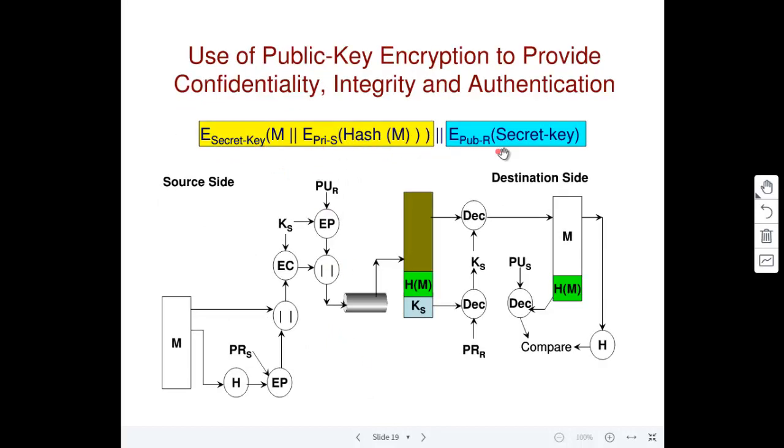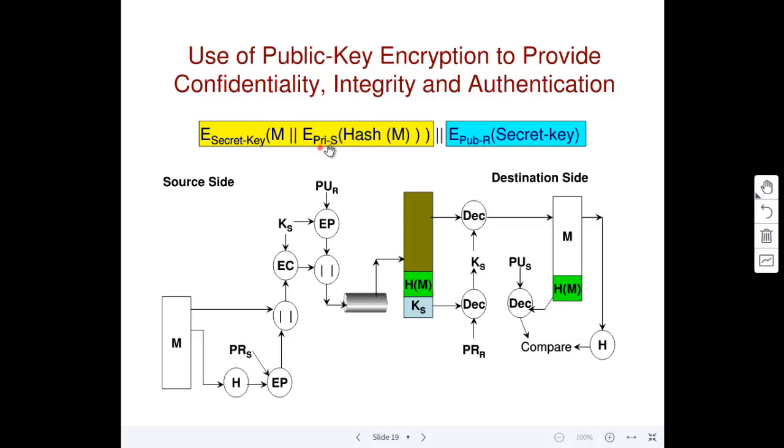So that's the idea I am showing here. So you generate a secret key at the sender side that is supposed to be known only to the receiver. So you encrypt this with the public key of the receiver. So only the receiver could decrypt with his private key, and use that secret key to encrypt the message along with its encrypted hash value. And so you see two layers of encryption here. So first you encrypt the hash value of the message with the private key of the sender.